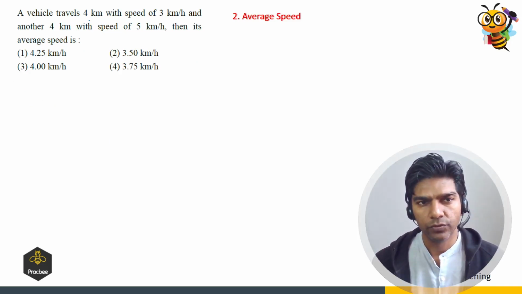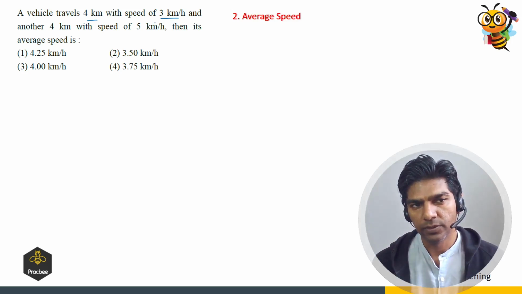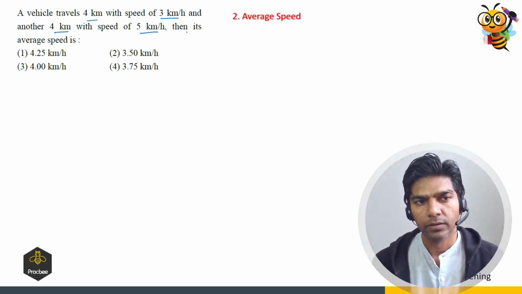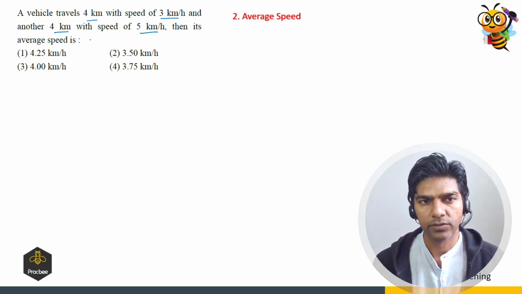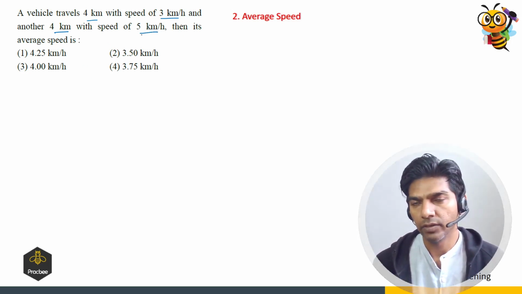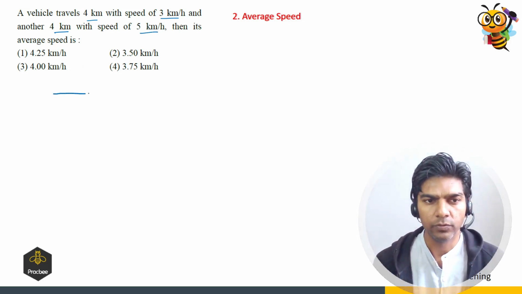A vehicle travels 4 kilometers with the speed of 3 kilometers per hour and another 4 kilometers with the speed of 5 kilometers per hour. Then find its average speed. So we have been given distance and we have been given speed. So 4 kilometers and then 4 kilometers. This distance is covered with 3 kilometers per hour, this with 5.